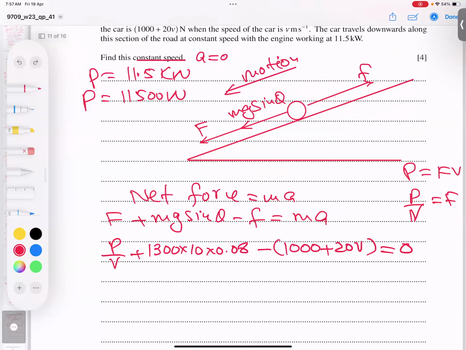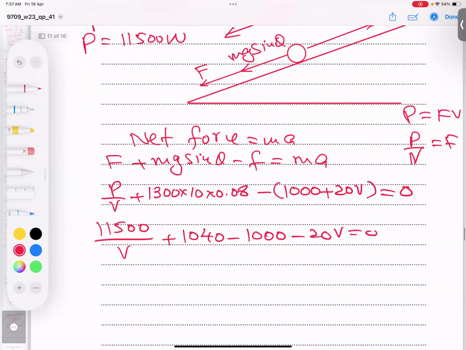Now, students, power I can plug in, and power is this much, 11500. Velocity, speed, is unknown, so I'm leaving it as it is. And this you type in the calculator: 1300 into 0.08 turns out to be 1040, and minus 1000 and minus 20V equals 0. So this comes to only 40. The 40 goes there, I get negative 40, and 11500 by V minus 20V.